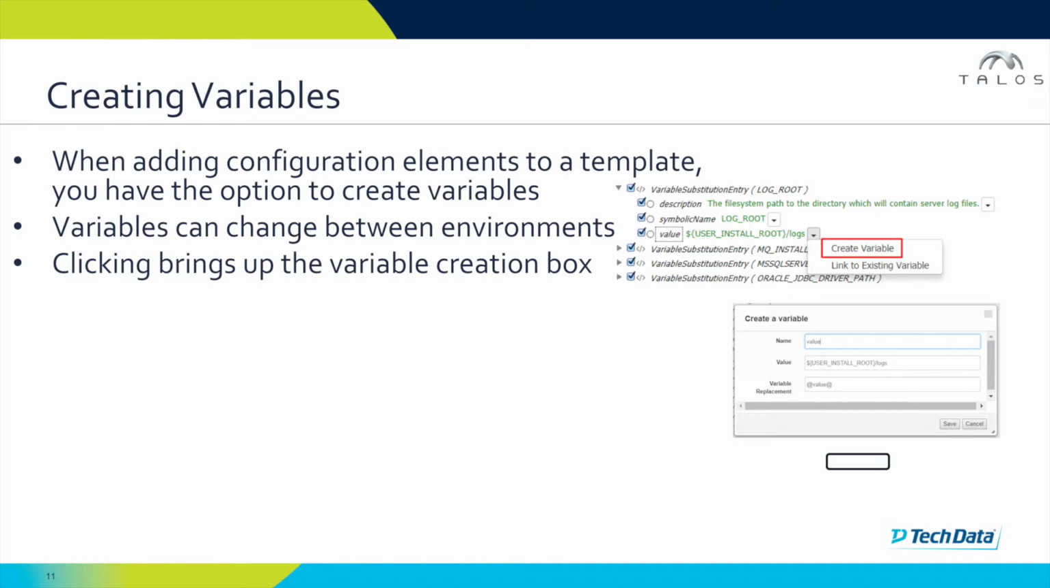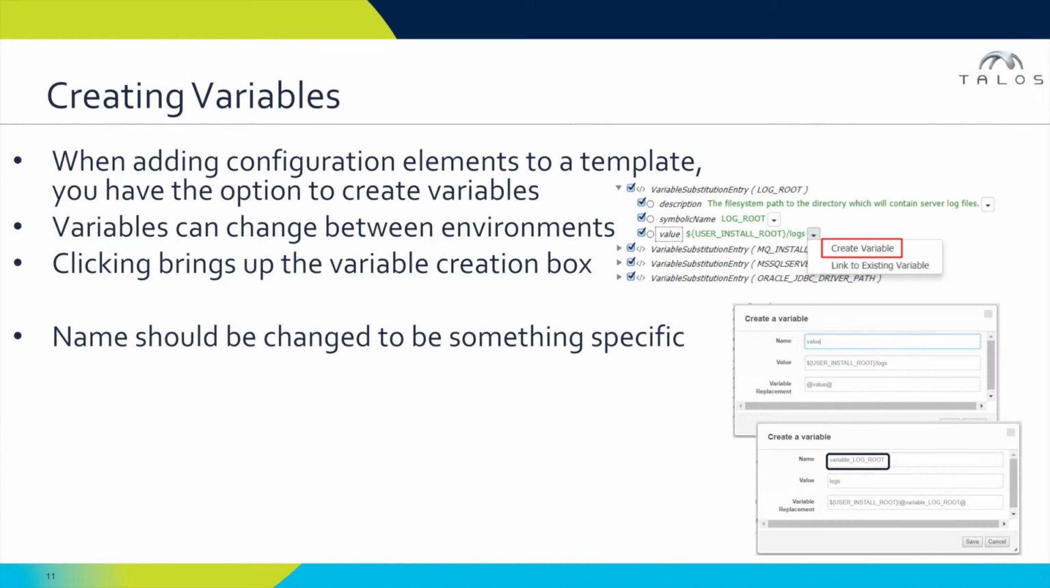So when you add configuration elements to a template, you have the option to create variables from that configuration element. This means that this value is going to change between environments. So there's a button on the right-hand side of every element that gives a drop down, and you can either create a variable or link to an existing variable.